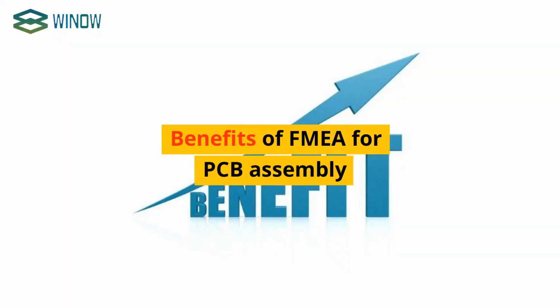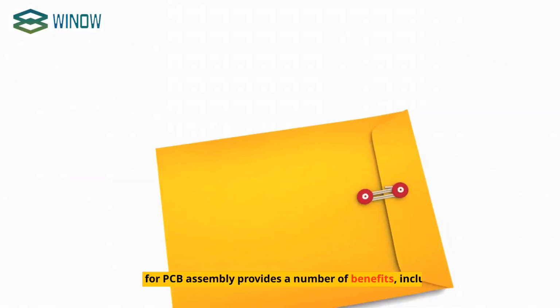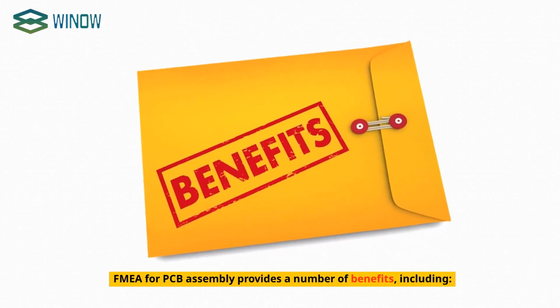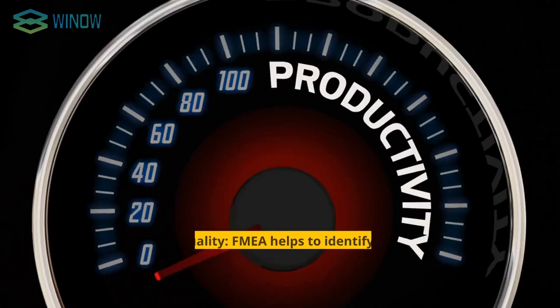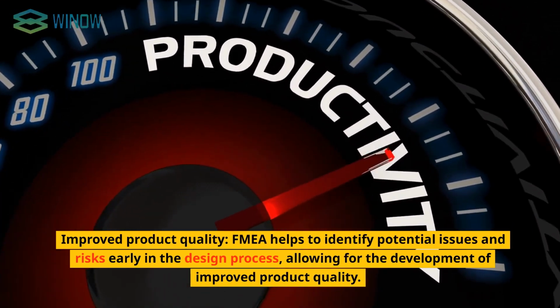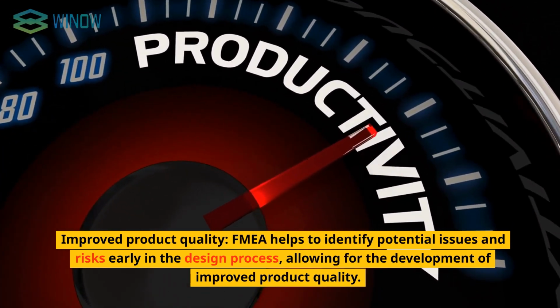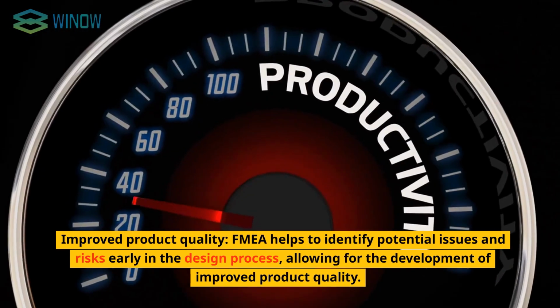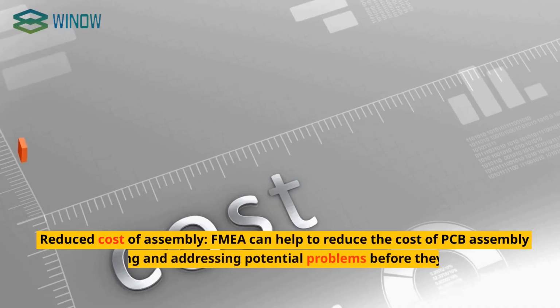Benefits of FMEA for PCB assembly. FMEA for PCB assembly provides a number of benefits, including improved product quality. FMEA helps to identify potential issues and risks early in the design process, allowing for the development of improved product quality. Reduced cost of assembly.